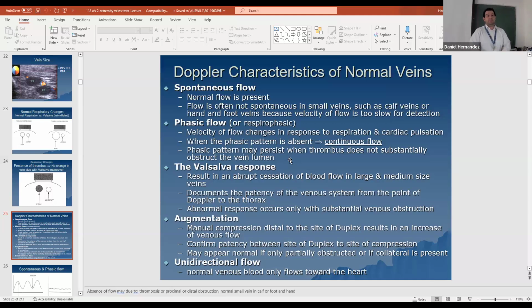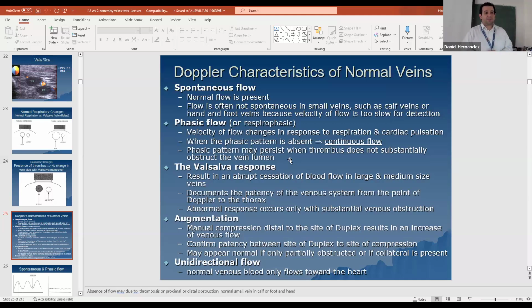You might have noticed that when we were scanning here in lab, some of you, when you got further away, had much less spontaneous flow, and it makes it much harder to image. So that's one thing that you're going to document or notice. Phasicity, we know, is the respiratory phases for inspiration and expiration. These are low velocity flow changes in response to respiration and cardiac pulsations.